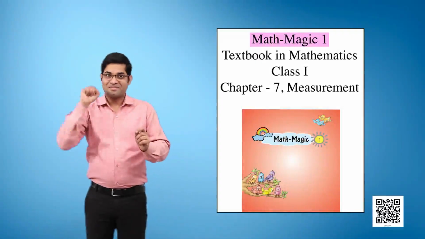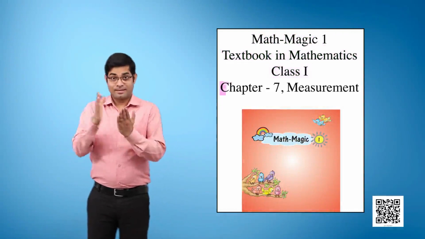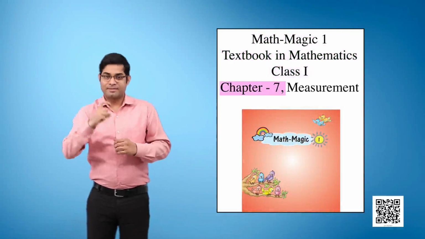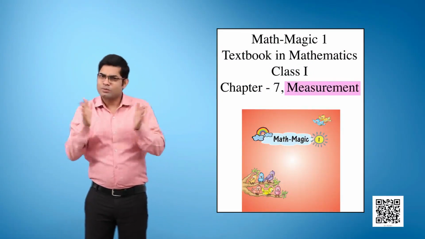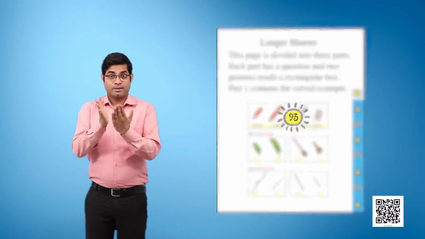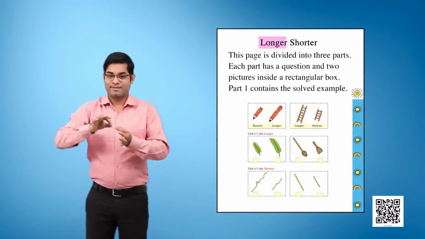Math Magic 1. Textbook in Mathematics for Class 1, Chapter 7. Measurement. Page 93. Longer, shorter.